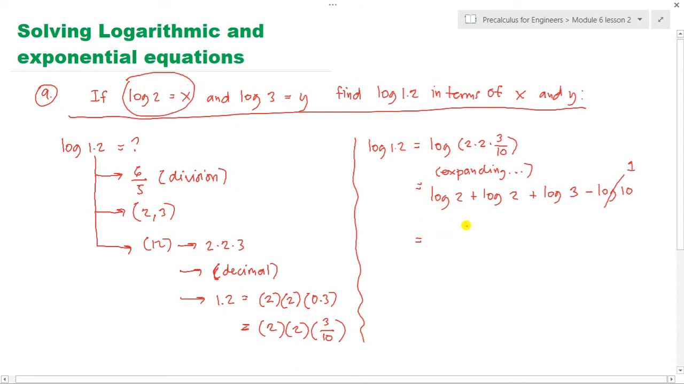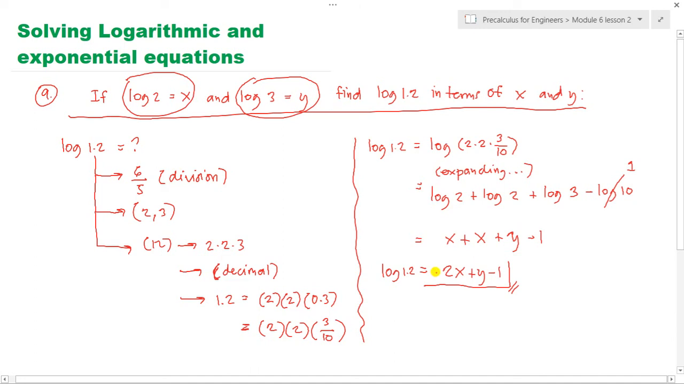So, i-substitute nimo, log of 2 is x plus log of 2 na pod is x gihapon plus log of 3 kay y man, diba? That is plus y minus 1. Or that is equal to, ma-combine ang terms, x plus y minus 1. So, therefore, mao na ang equivalent sa log of 1.2 in terms of x and y. So, mao na siya, class.